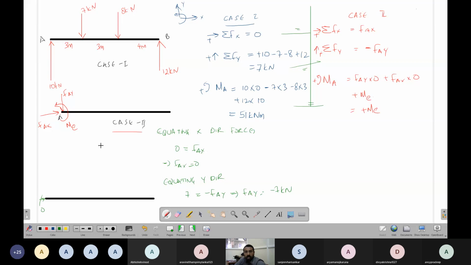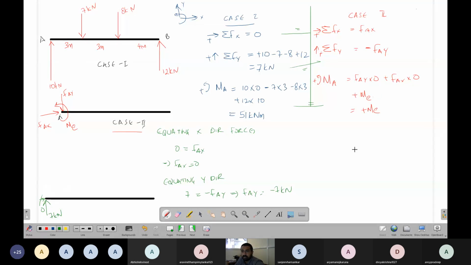Now what is the meaning of this? I have assumed it to be in this direction, but the answer is telling me it is in the minus direction. So if the final solution is negative, you will assume the force is in the opposite direction. Is it right? Let's see. Okay, correct. So 7 kilonewton upward.